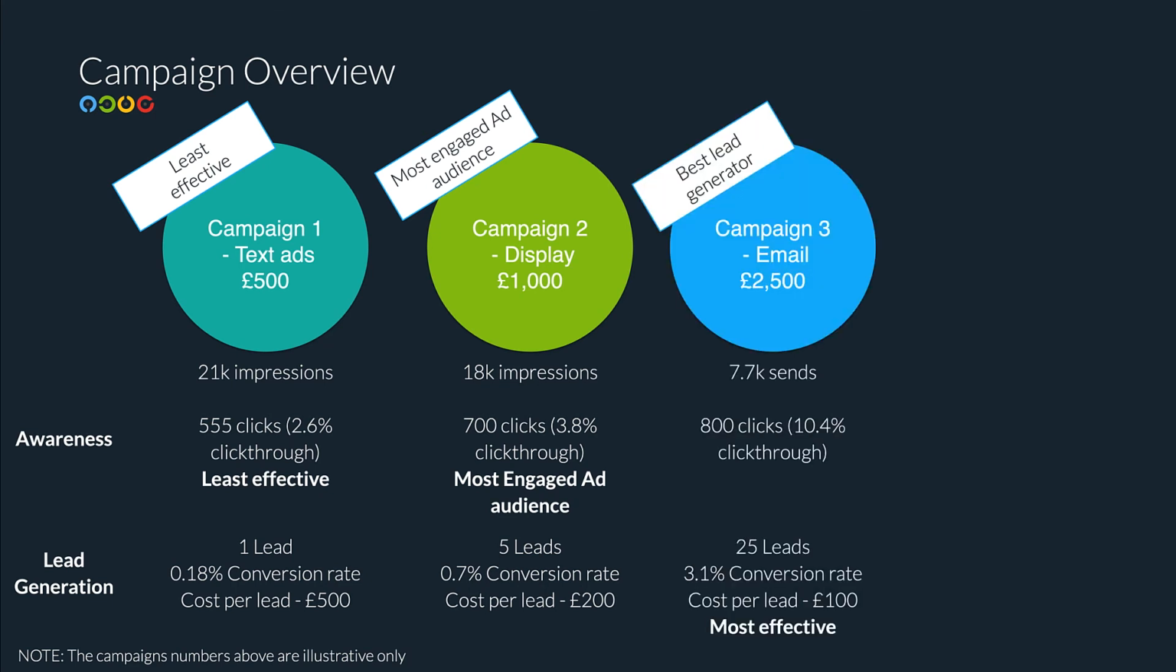Next up is our email campaign. And although we spent quite a bit on it using some third-party data and a third-party provider, we actually found that this was our best lead generator. It generated the most amount of leads overall. Of course, it had a higher click-through rate because it was a highly targeted email campaign, so we would expect that level of click-through. However, the number of leads that it generated was 25, and the cost per lead was half that of the display campaign. So this was our most effective campaign overall at generating leads.